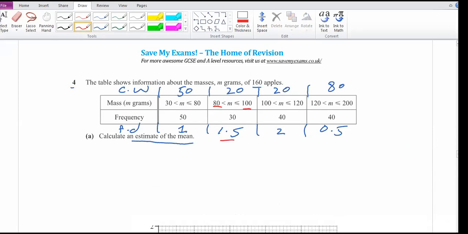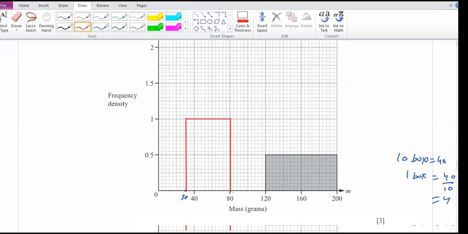It is 1.5. This is 80. Where will be 100? 80, 84, 88, this is 84, 88, 92, 96, and 100. This is 100. So 1.5, this is 1.5. It means your line should be starting from here and should go till 1.5. And now complete this bar. The second bar we also completed.